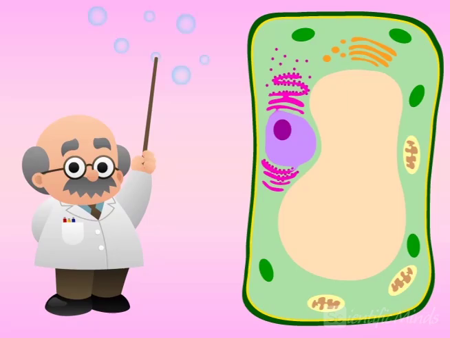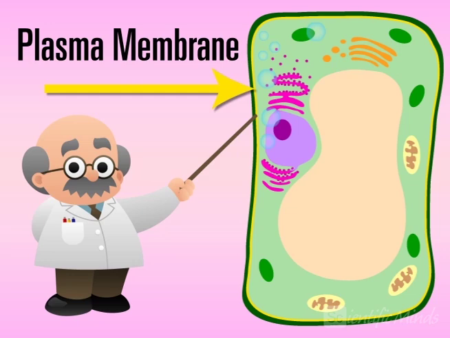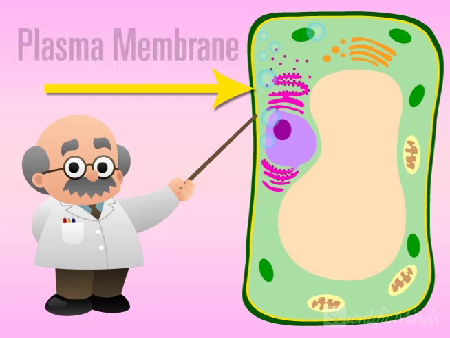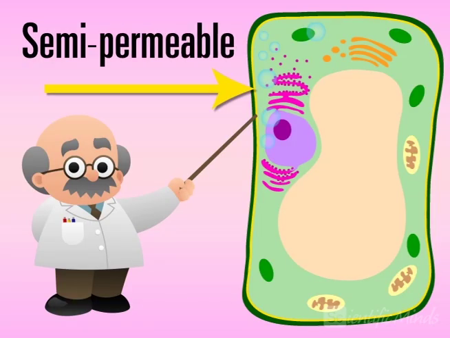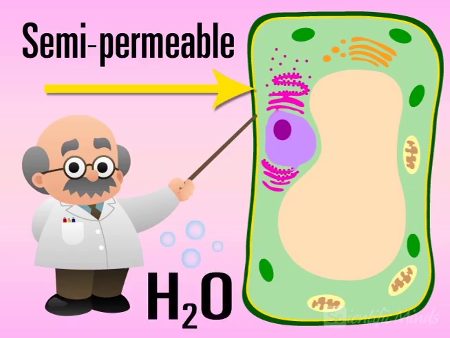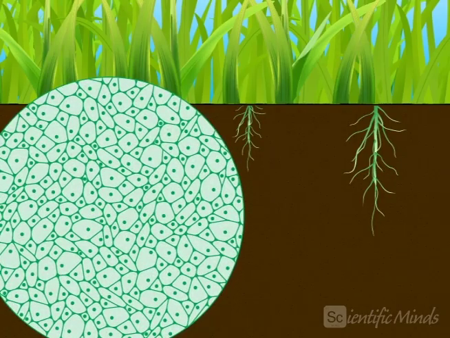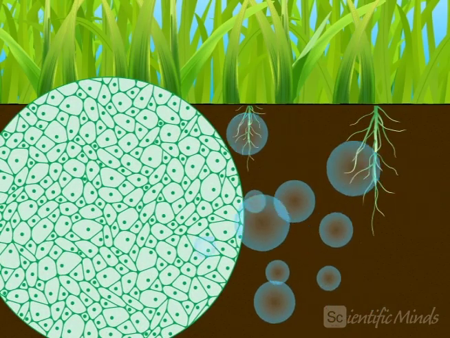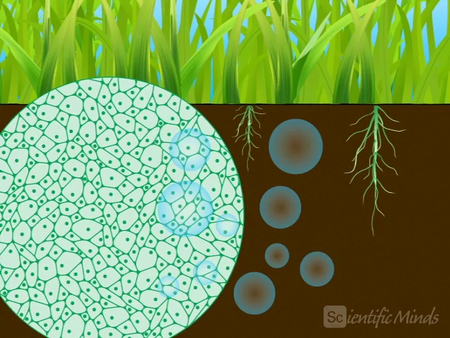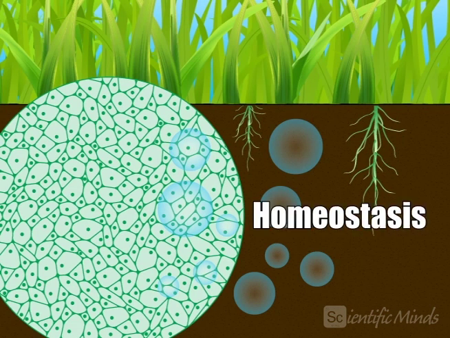The movement of water occurs across a plasma membrane that acts as a boundary surrounding the cell. The plasma membrane is semi-permeable or selectively permeable, meaning that it allows certain molecules, like water, to pass into the cell while preventing other molecules from entering. Water in the soil will diffuse across the plant cell membrane until it is in equal concentration on both sides. In this way, the plant cells maintain balance or homeostasis.